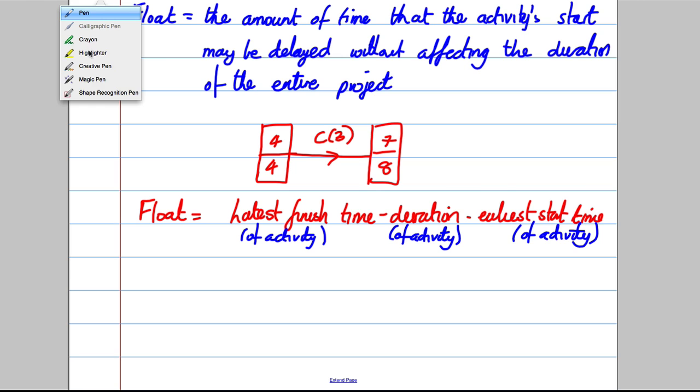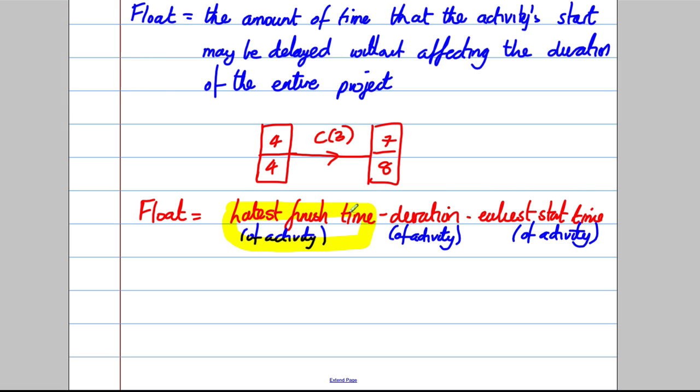Okay, so in this particular case, let's just see what that would be. The latest finish time, let's highlight that in yellow here, the latest finish time of this activity C, the time at which you can leave here without delaying the project, is going to be the 8. Subtract the duration of the activity. So the duration of the activity is going to be 3. And take away the earliest start time of the activity. This activity, the earliest it could have started is equal to 4 here. You could have got here at 4. So it's going to be 8, subtract 3, subtract 4.